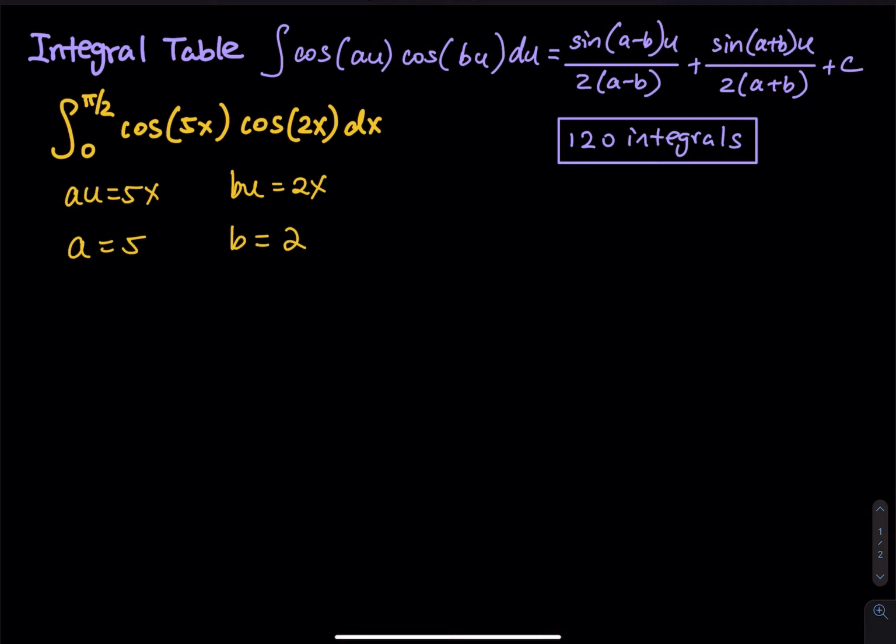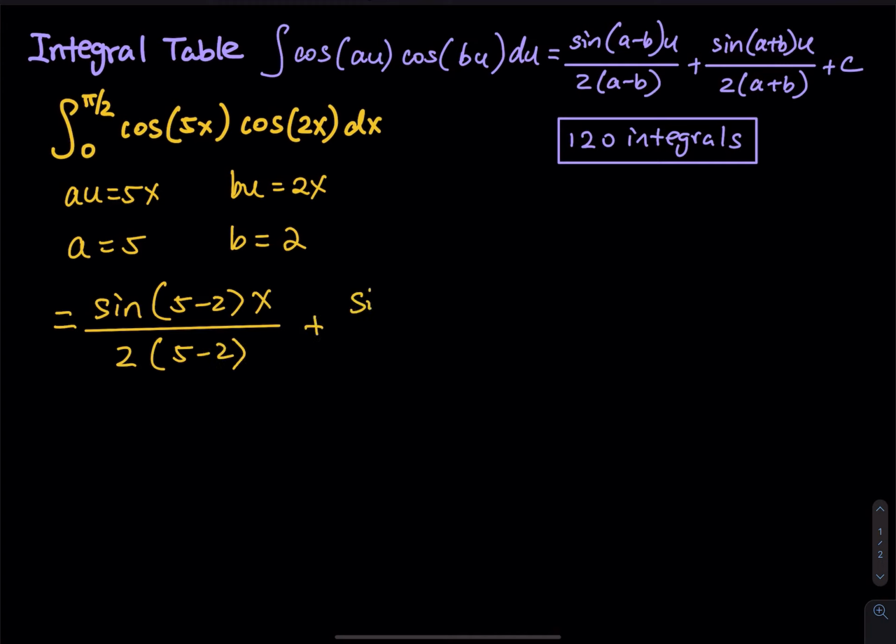Then all you have to do is plug in a and b to the right hand side. You don't even need to do anything else. Let's plug in. On the right hand side, I have sine of (a minus b) u, so that will be 5 minus 2 times x, divided by 2 times (a minus b), 5 minus 2, plus sine of (a plus b) u, and u is x, divided by 2 times (a plus b), that would be 5 plus 2. There is a plus c, but we are doing a definite integral, so we don't do plus c; we do where x goes from 0 to pi over 2.